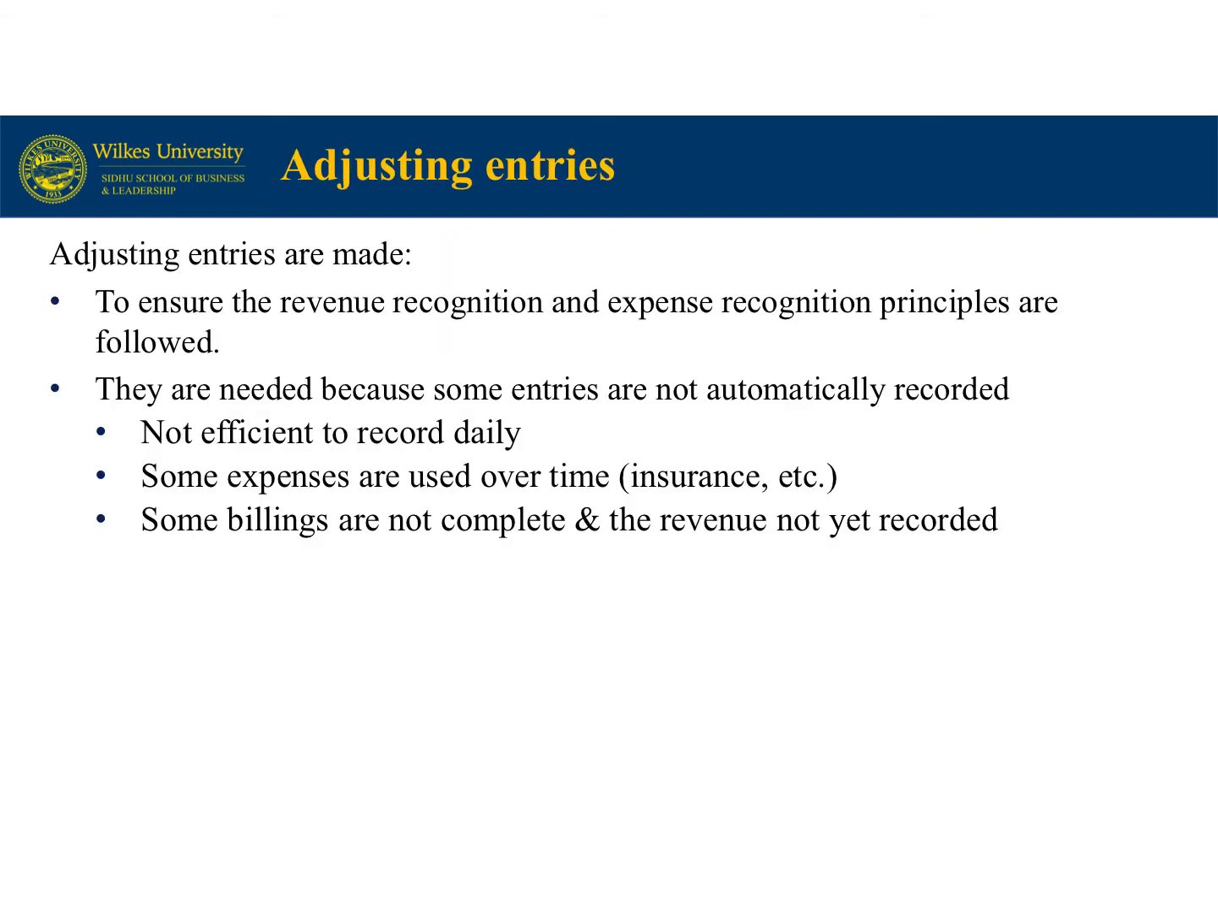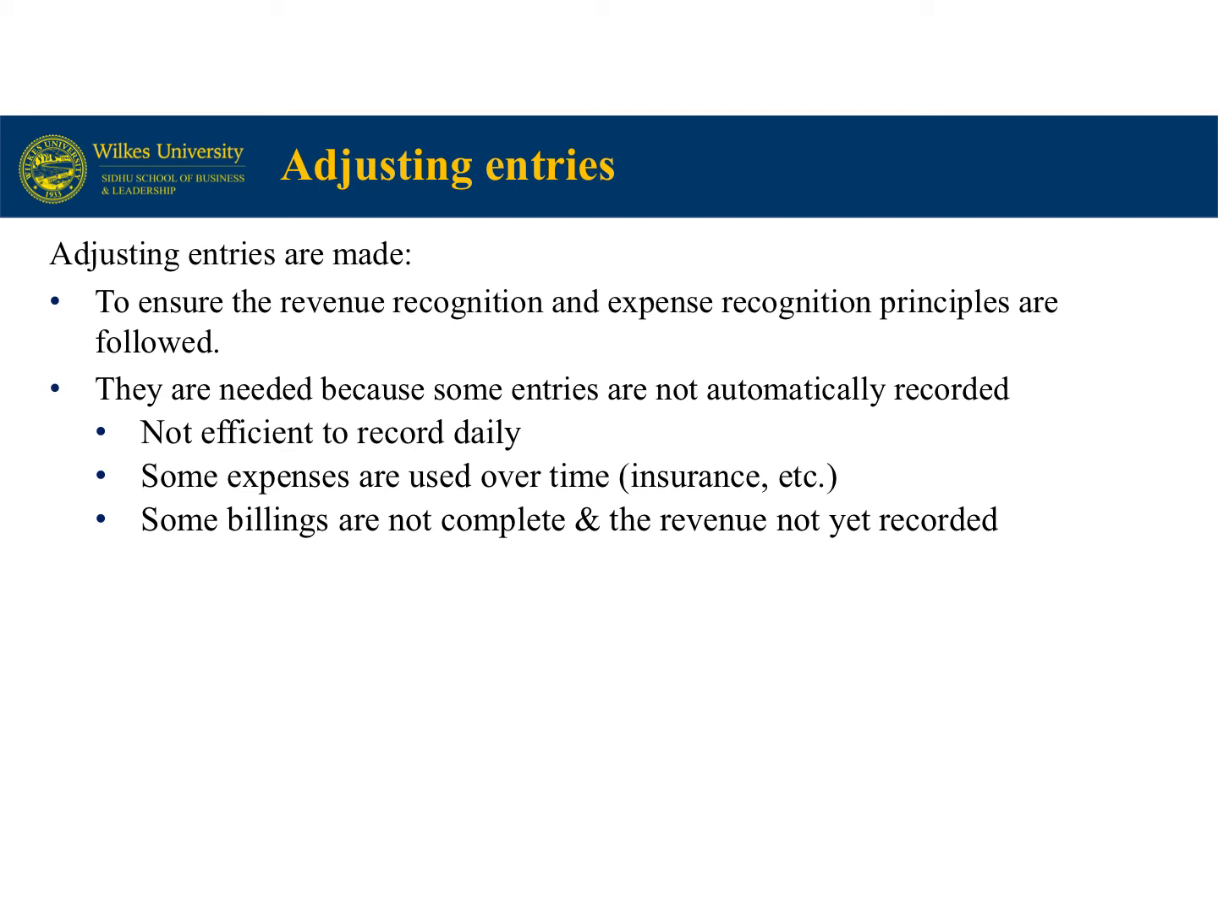Within the accounting information system, some of the transactions are automatically recorded in the proper time period. But sometimes that doesn't happen and we have to make adjusting entries. These adjusting entries are changes made to accounts at the end of the accounting period to ensure that revenue recognition and expense recognition principles are followed.